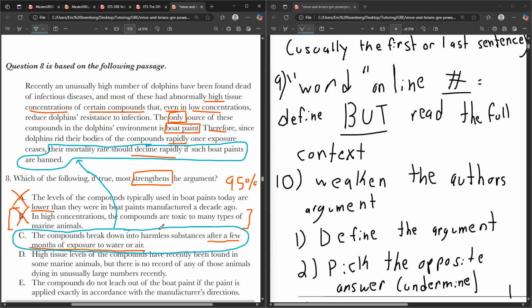If this is still confusing for you, let me just say this. If C wasn't right, what if we said, oh, this compound never dissolves and it's terrible forever? All of a sudden I would say, well, now forget banning the boat paint. The dolphins are just screwed. They're dead. There's no way of saving them, right? So that's a good way of thinking about it. So we want them to dissolve into harmless stuff because then that helps the author say that this will be fixed very quickly. The decline in mortality will go away very fast. Okay. These are extremely difficult questions. The hardest, I would say.